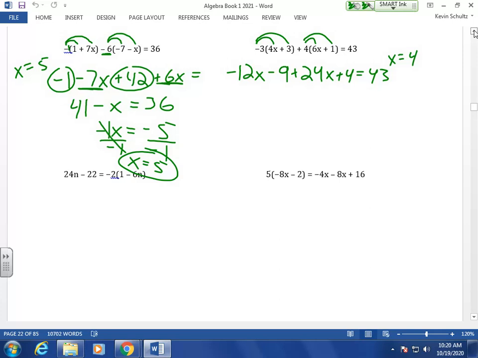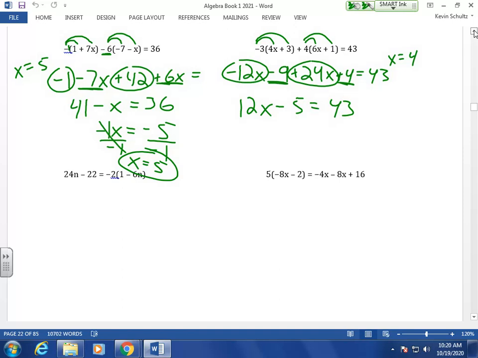Now to combine like terms, I've got a negative 12x and a positive 24x. Negative 12 plus 24 is positive 12. No opposite operations because I'm not moving it. I'm just rearranging, combining, putting together. Okay. Negative 9 and a positive 4. Negative 9 plus 4 is negative 5. And that equals 43.